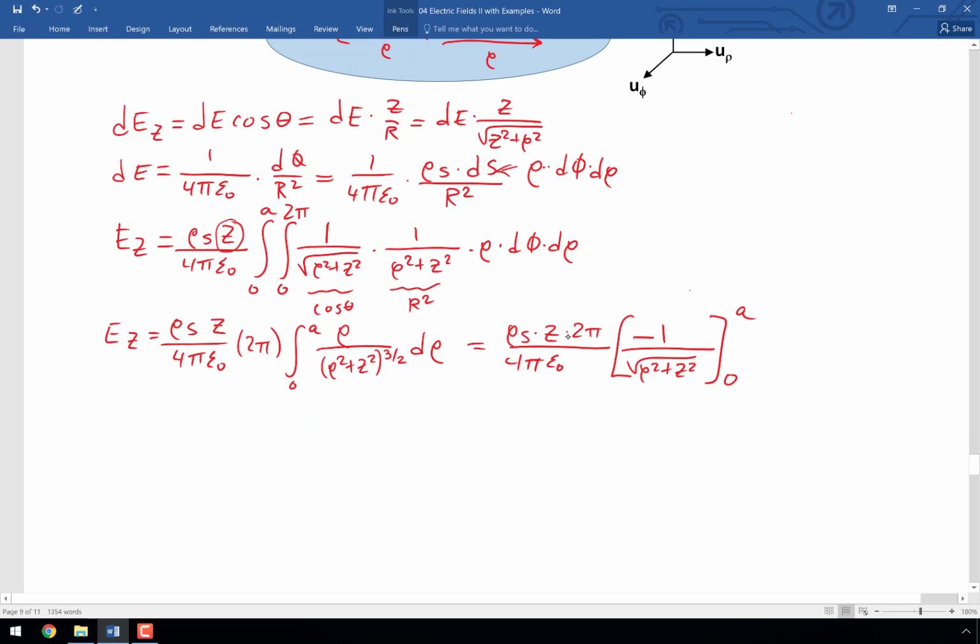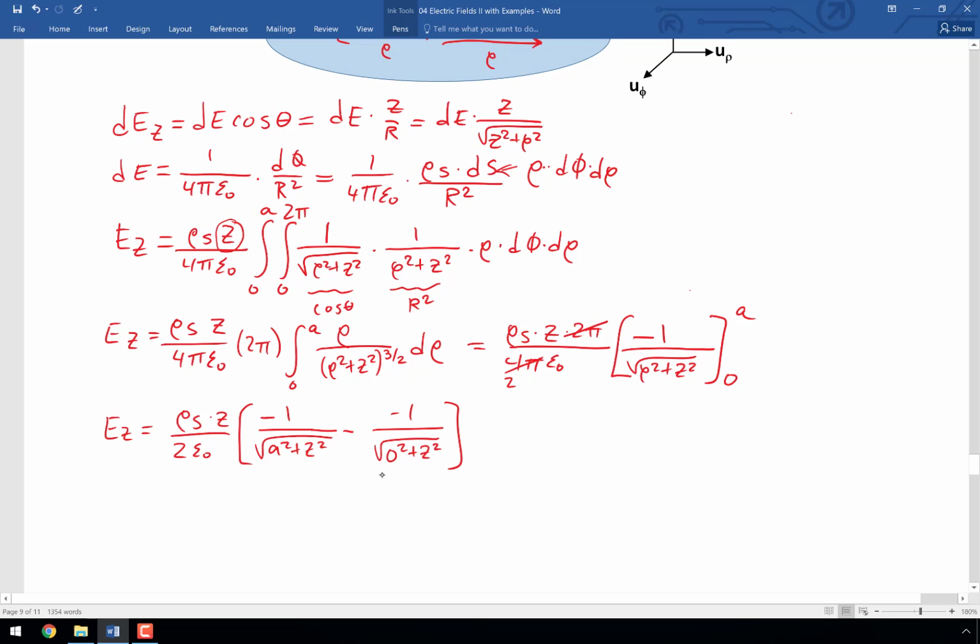The 2 pi can cancel with most of the 4 pi, leaving behind just a 2. So E sub z is equal to rho sub s times z over 2 epsilon 0. And if I plug in a here, I get minus 1 over the square root of a squared plus z squared, minus 1 divided by the square root of 0 squared plus z squared.